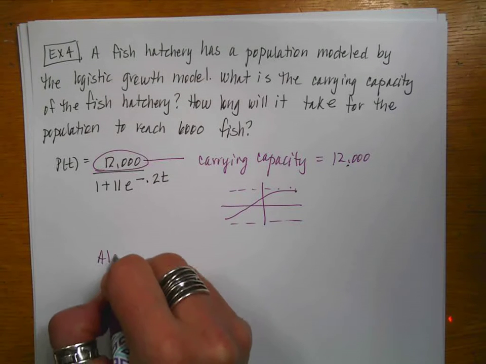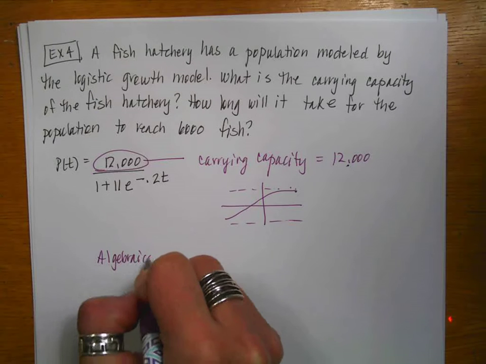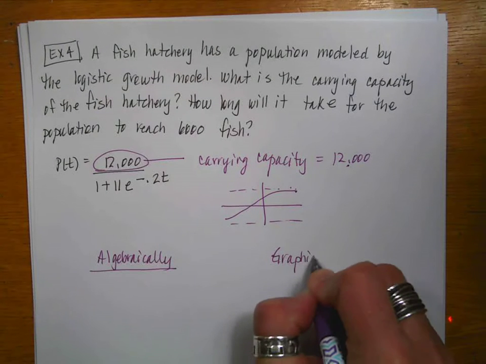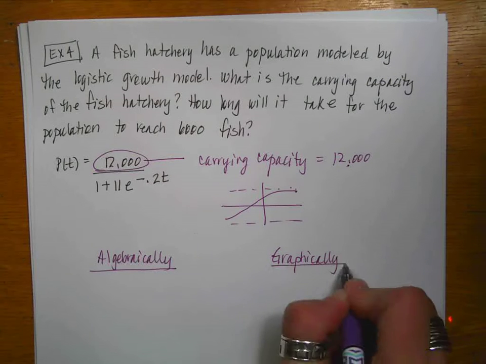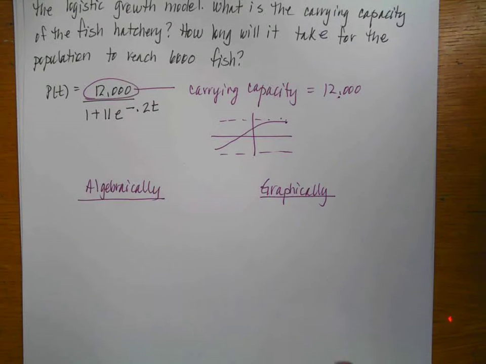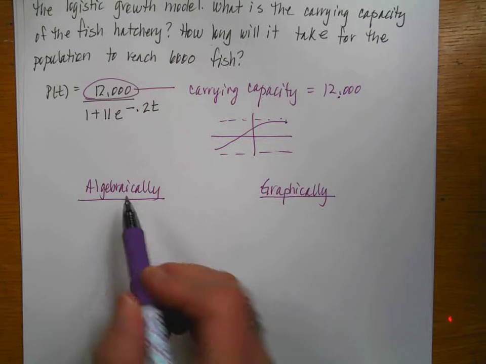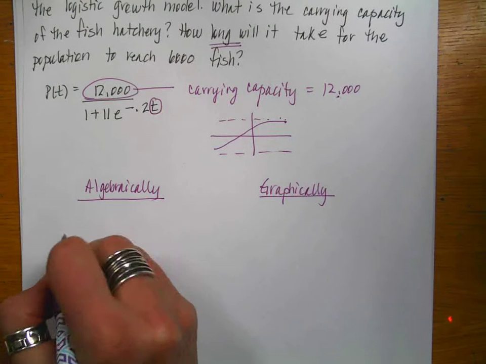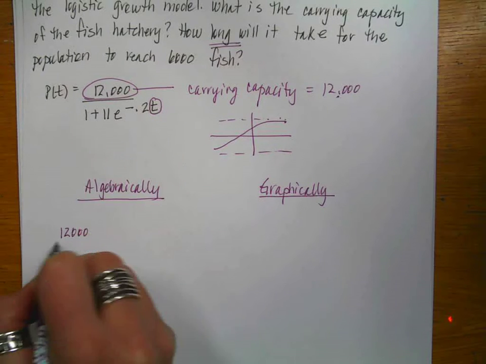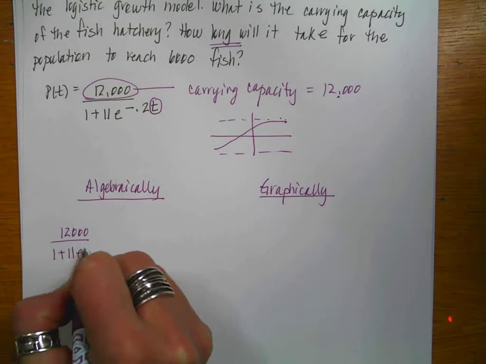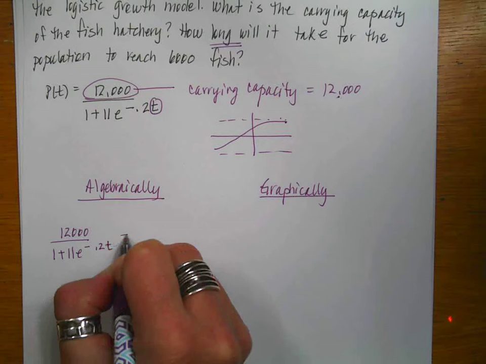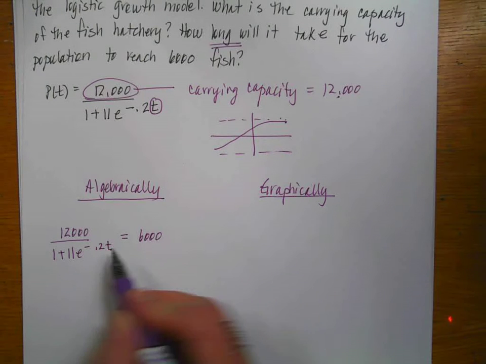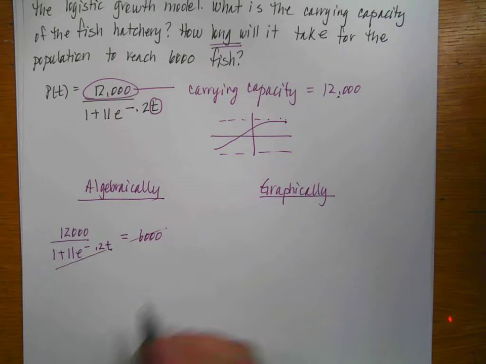So the second one is going to be interesting. We're going to approach this two different ways. We're going to do it algebraically, and then I'm going to show you how to do it graphically. Both will give you the same answer, but it's two very different approaches. The first one says how long, which means that we are going to solve for time. So I'm going to set 12,000 over 1 plus 11e^(-0.2t) equal to 6,000, and we're going to solve for t.